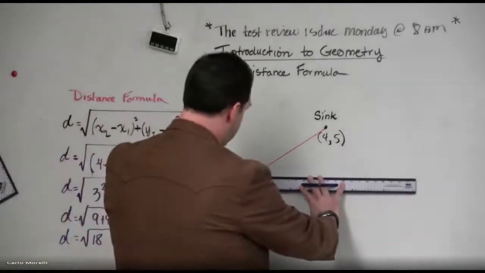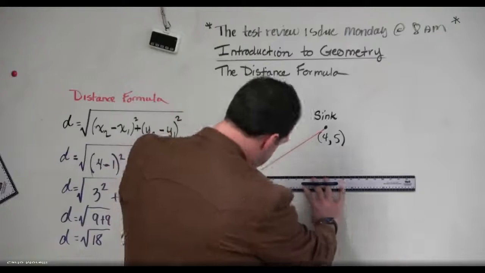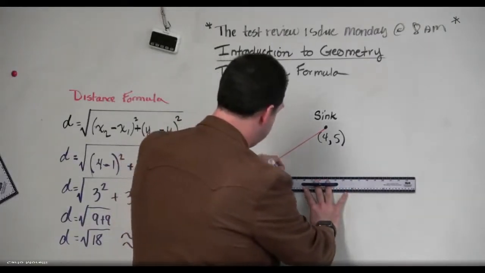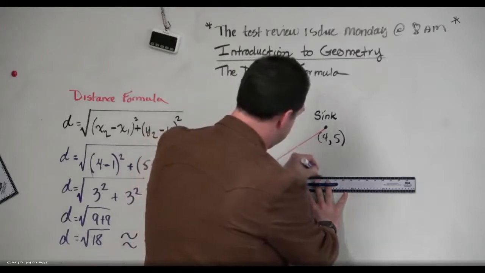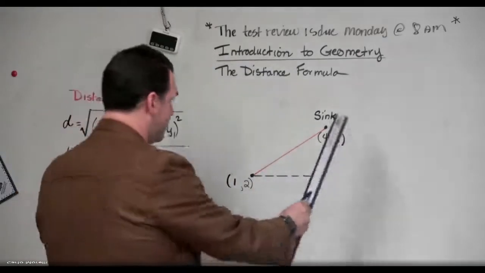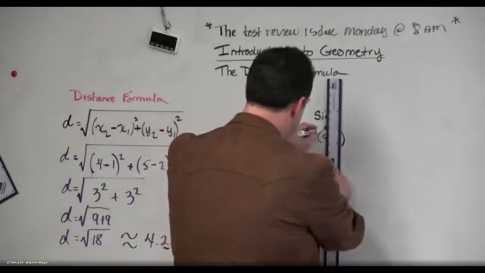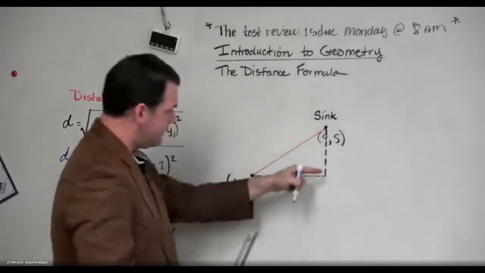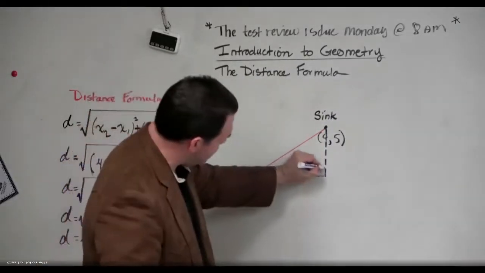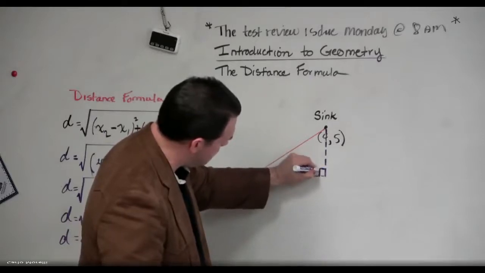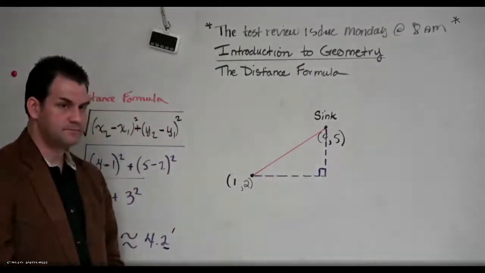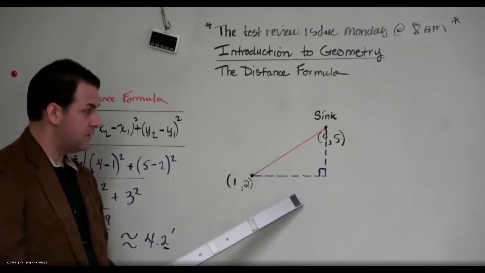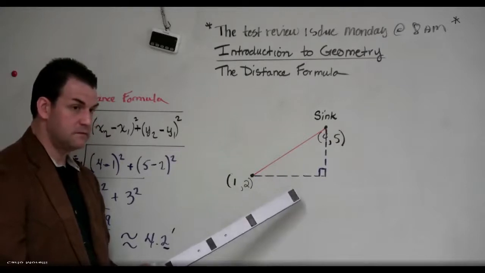Take your straight edge and draw a horizontal dotted line or dashed line like this. And then take your straight edge and drop down a vertical line here until they meet. And then in the crevice there, put a little square to indicate that that's a right angle. Now suddenly we're not dealing with the drain anymore. We're dealing with the triangle.